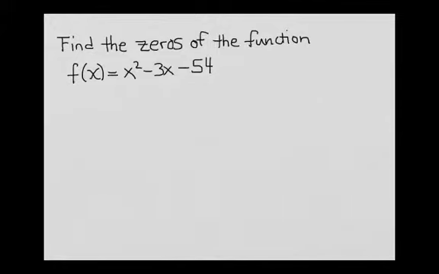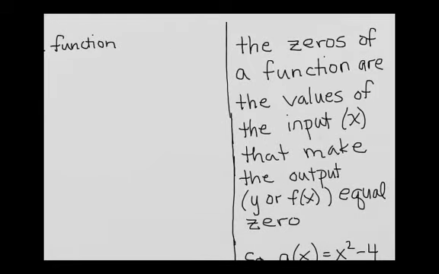We're going to find the zeros of the function f of x is equal to x squared minus 3x minus 54. But before we do that, let's go over here and remind ourselves what it means to be a zero of a function. The zeros of a function are the values of the input, which we usually call x, that make the output, which we can either call y or f of x, equal to 0.